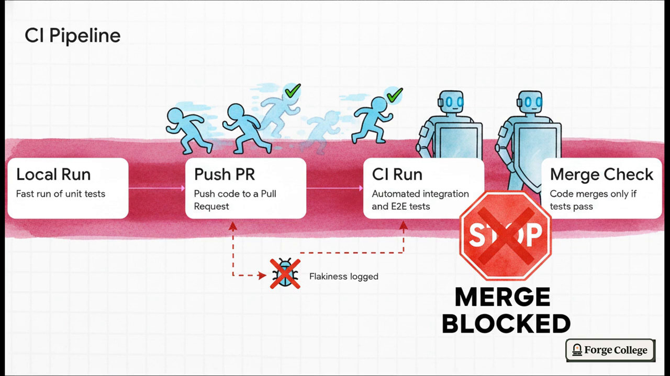Step 1. You do a super fast local run of your unit tests. Step 2. You push your code to a pull request. Step 3. The CI pipeline automatically spins up and runs those slower, much heavier integration and end-to-end tests in the background. Step 4. The guards make a decision. If even a single unit or integration test fails, the merge is blocked. Period. No exceptions. Now, if an E2E test shows some flakiness, it gets logged as a defect for triage. Your code only merges to main when it definitively proves its worth.